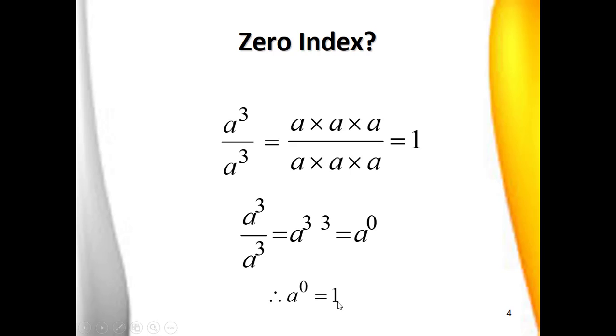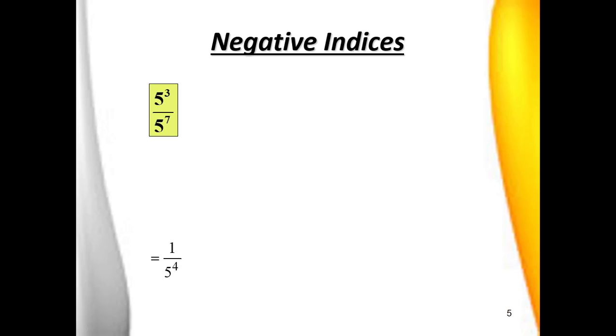So that is to say, every time you see something with a power 0, you straight away, no need to count what's the value, you can say it is 1. But of course you must check that the base cannot be 0. When the base is 0, it's not defined. Okay, so that is the 0 index.